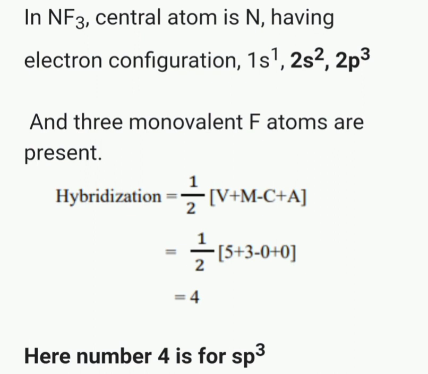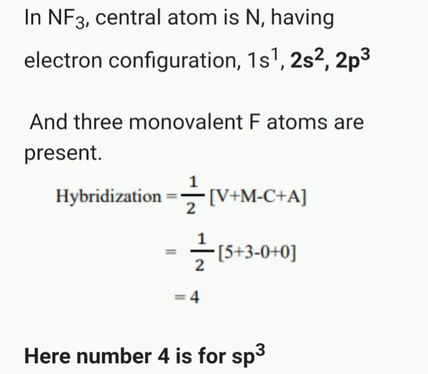In this example, we will discuss the hybridization of NF3. As we know, the electronic configuration of N is 1s2, 2s2 and 2p3. Please correct here, 1s2 is there. So the number of valence electrons is 5. So in place of V, we will put 5.